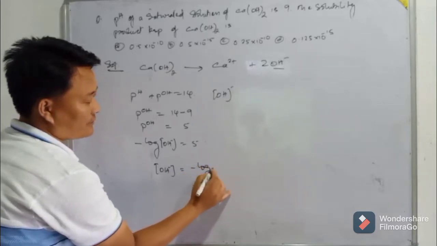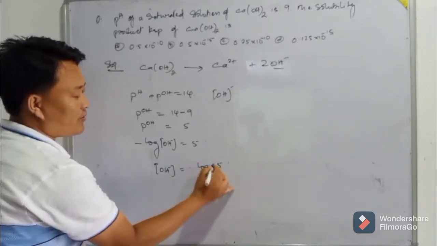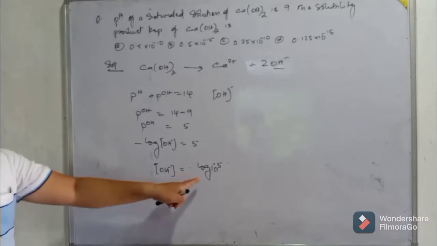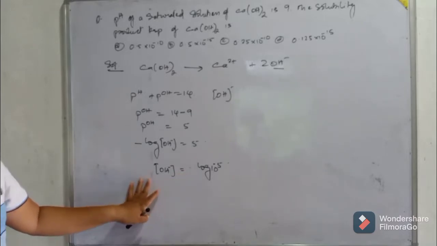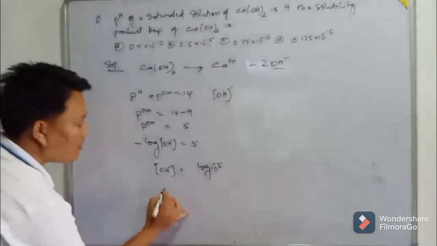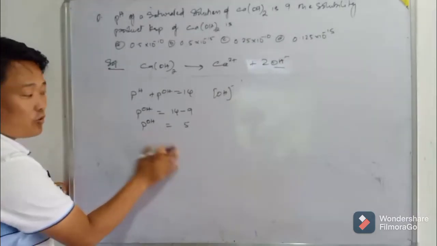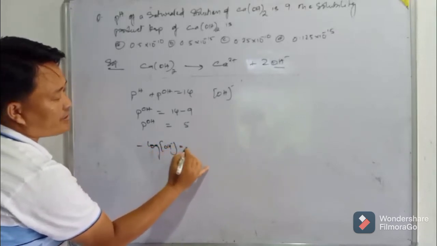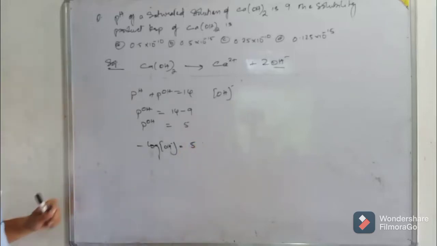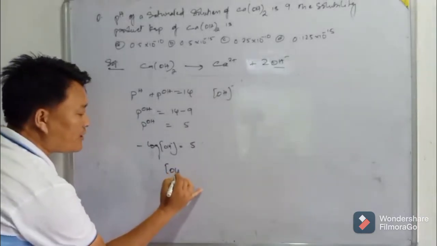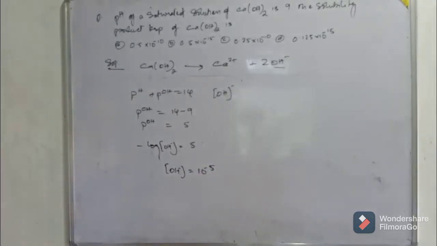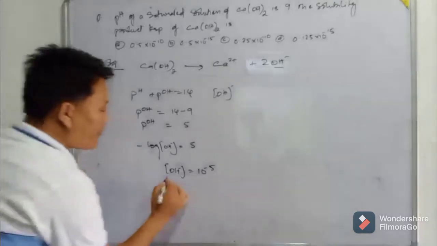Minus log 10 to the power what? Minus 5, we can write. Now see both sides. If this log becomes anti-log here, then this will be written as pOH. So pOH we can write as minus log OH minus, which is equal to 5. Now taking the anti-log, we will get OH minus equal to 10 to the power minus 5. So this will be final now here.